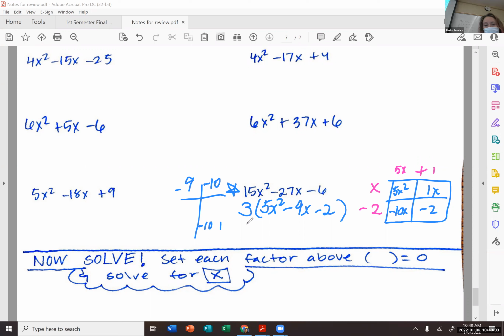So then it's 3 parentheses, don't forget the 3, 5x plus 1, and then x minus 2. Doing the quick check, yeah, 5 and x, that's 5x. 1 and 2, yes, that's 2. Easy peasy.